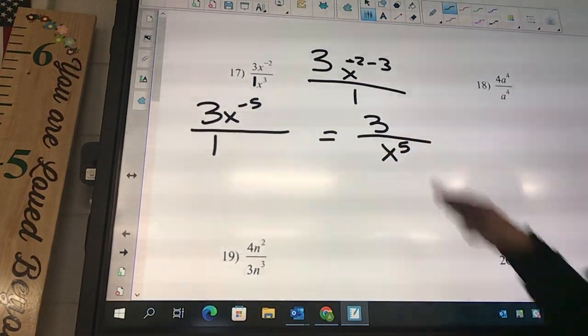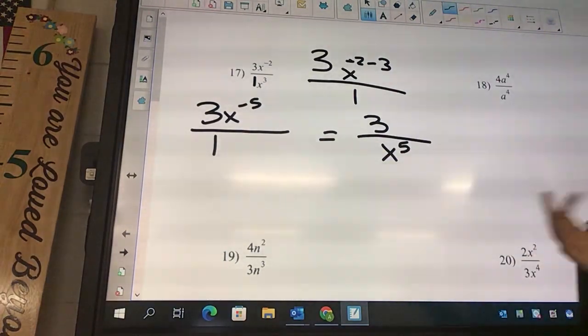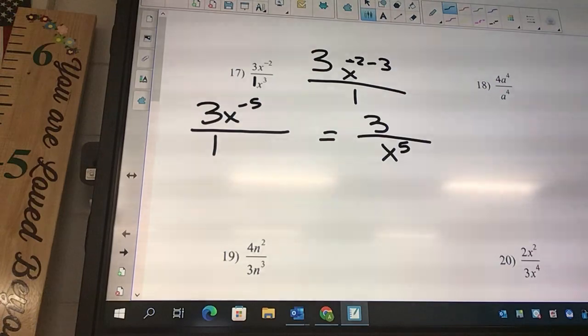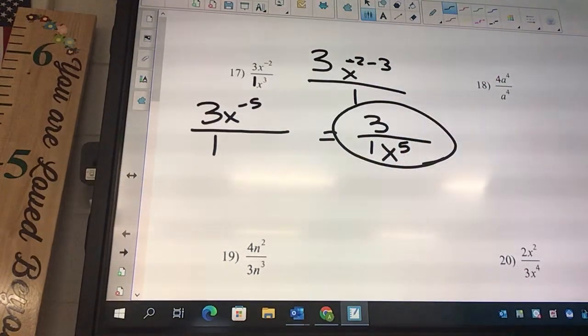Now, you can still put the 1 in front of that x. Okay, this one. You don't have to move it. Okay, but you certainly don't have to. Okay? The 1 is for when there's nothing there. Okay? But if you want to put the 1, put it. If you don't want to put the 1, don't put it.